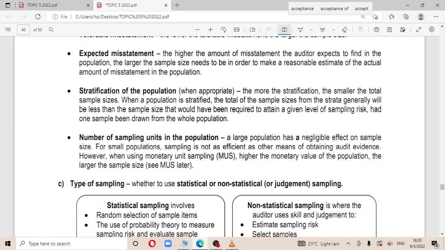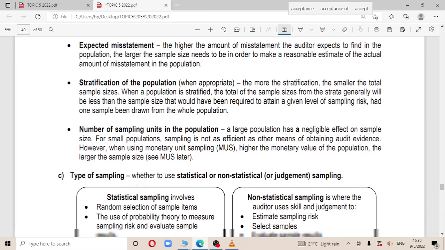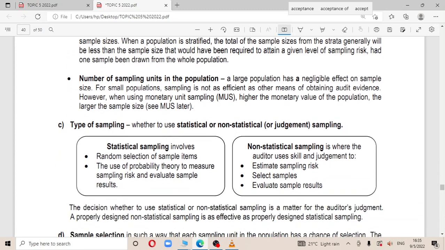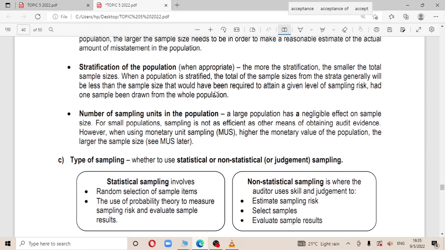Stratification of the population. If the population is highly stratified, it's big, it has different sizes, it has different clusters, then you may end up auditing more. Like if you're auditing Crown Beverages, you must audit Mirinda Fruity, Mirinda Orange, Mountain Dew. There are many products, there are stratifications. Then you may find that your sample size is more. But if that business is not highly stratified, then you may end up auditing less.